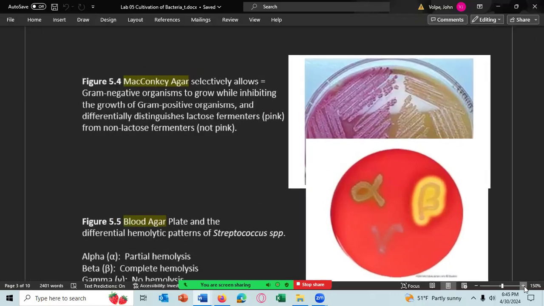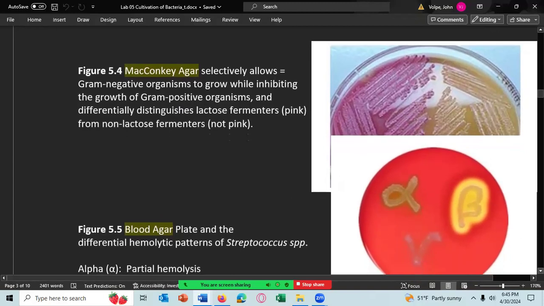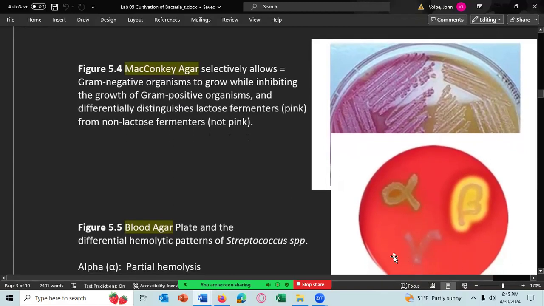Let me blow this up. And you can see that the red blood stays red all the way up until the bacteria, which are sort of a whitish color here. There are also alpha hemolytic bacteria, and these are bacteria that can lyse some of the red blood cells, but they do not lyse all of the red blood cells. Alpha hemolysis either looks like a darkening of the blood or a greenish tint to the blood.